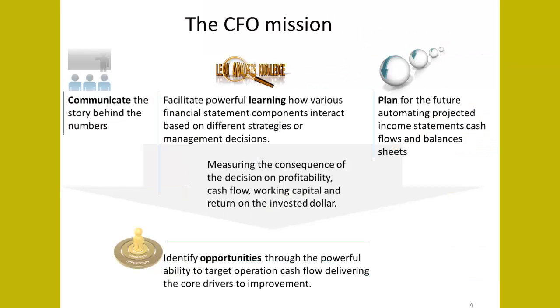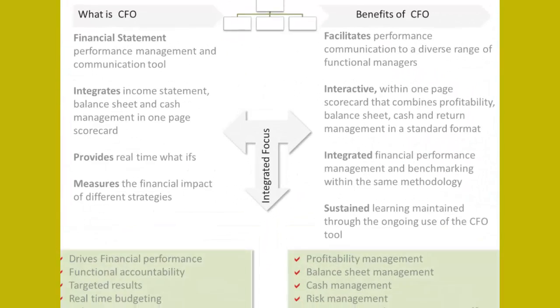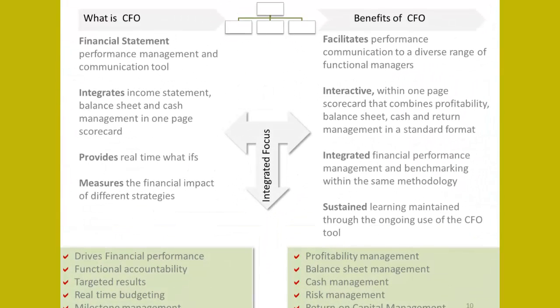So what is the mission of our capability? Well, we really have 3 focal areas. We want to have a capability that can communicate the story behind the numbers. We want to facilitate powerful learning, and we want to have the ability to plan for the future. And we take those 3 key areas, and that allows us to identify opportunities to improve our business performance.